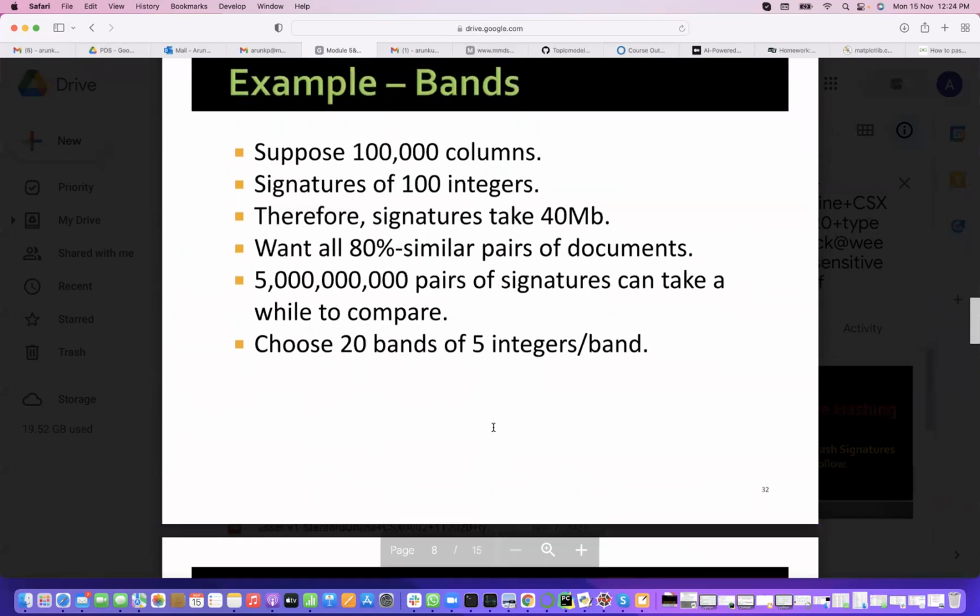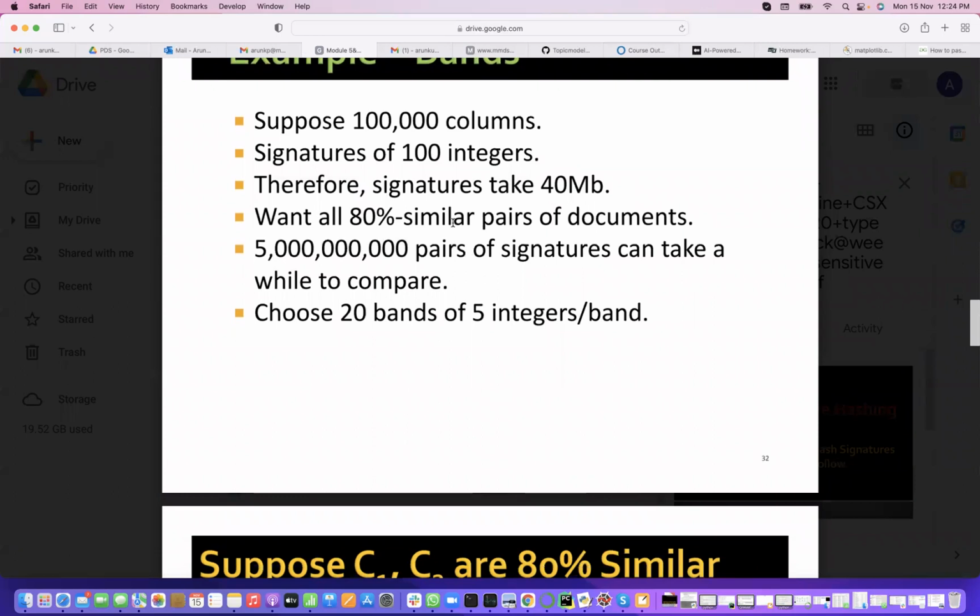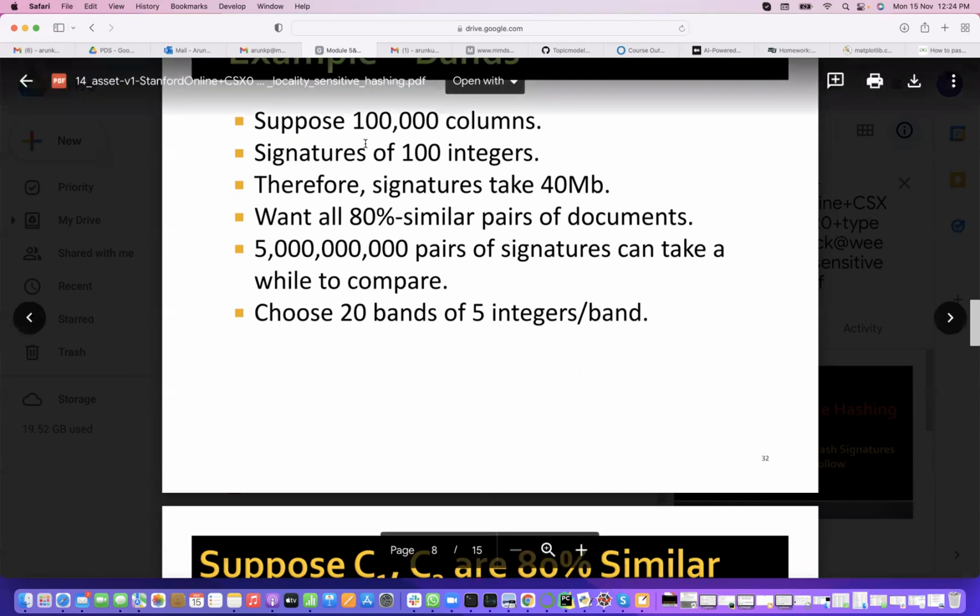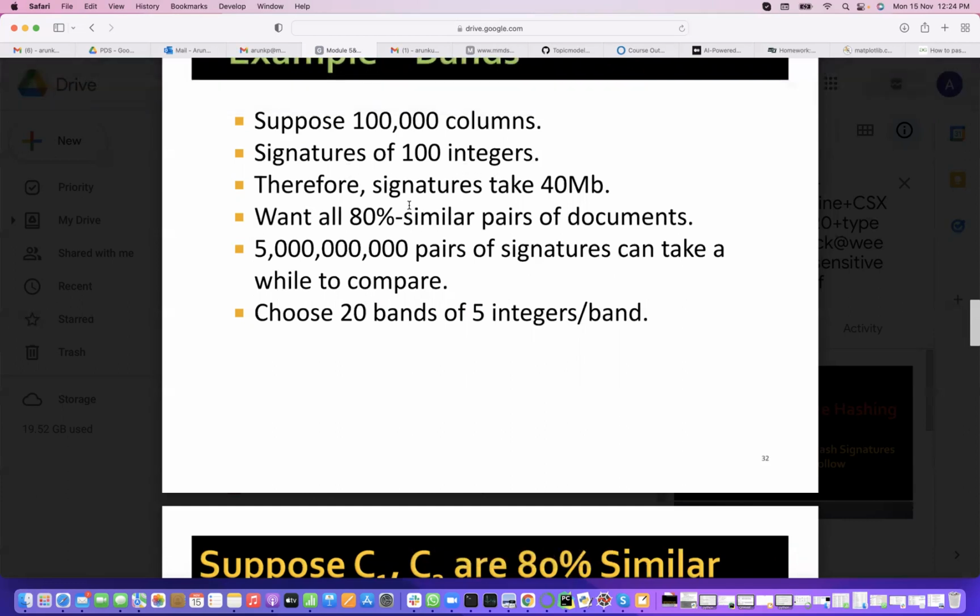So some examples are given for bands. Suppose 1 lakh columns, 100,000 columns, signatures of 100 integers. Therefore, signatures take 40 MB. Some statistics are given because we are looking at massive data sets. Suppose we want all 80% similar pairs of documents. Even if you cannot catch the other 20%, it's okay, but at least 80% you should be able to catch.